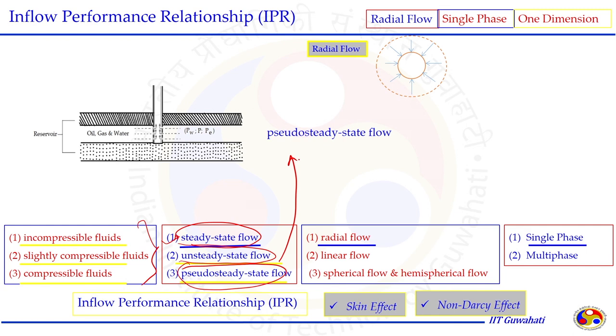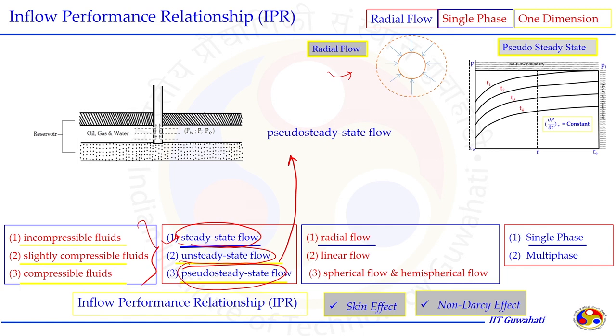So what happens in the pseudo steady state case? We have radial flow similar to the previous cases. The only difference between the different flow regimes is the initial condition or the boundary condition. For example, in the steady state case, the change in pressure with respect to time is 0, while in the pseudo steady state case, the change in pressure with respect to time is constant. What does it mean?